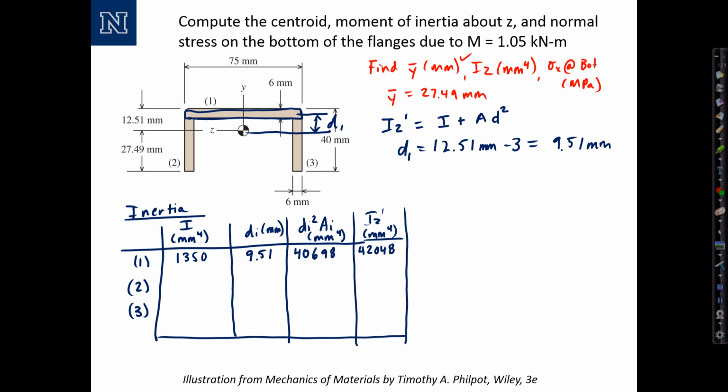Sections 2 and 3 are going to be the same. Let's start by calculating their moment of inertia, b h cubed over 12. This time we take the thickness of 6 millimeters as b, and we take the length of that section, which is 40 minus 6, or 34. We'll call that h. So our I is computed as 6 times 34 cubed over 12, which is 19,652.